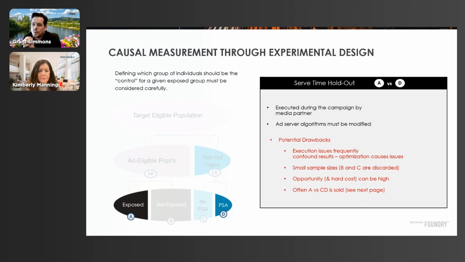And so you end up having to do curation, you end up having to do rebalancing, you end up having sample size limitations. I would also ask anybody who's been provided with a lot of serve time holdout results, are they all positive all the time? Probably. They probably all look pretty good in the positive range.